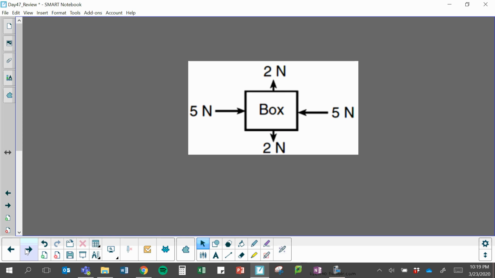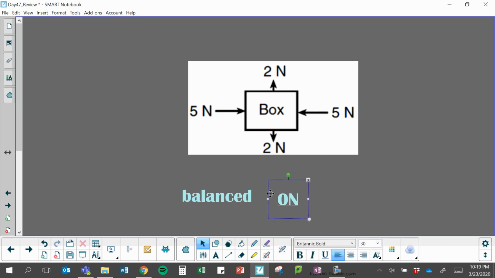Okay, what about this one? This one is balanced. We have 2 newtons going up and 2 newtons going down. 5 newtons going left, 5 newtons going right. It's balanced. It's not going to be moving. We could also, going back, we could also say that this net force is 0 newtons.